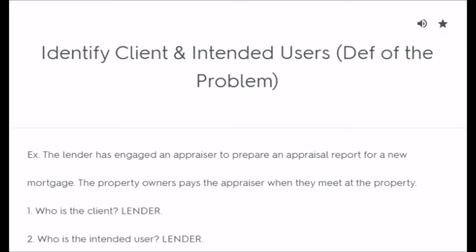Engaged an appraiser to prepare an appraisal report for a new mortgage. The property owner pays the appraiser when they meet at the property. 1. Who is the client? Lender. 2. Who is the intended user? Lender.